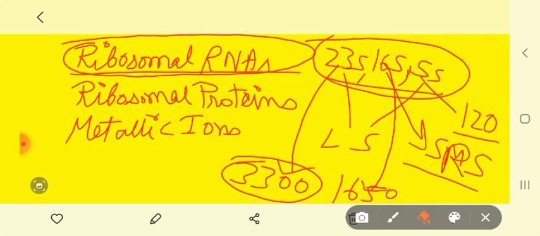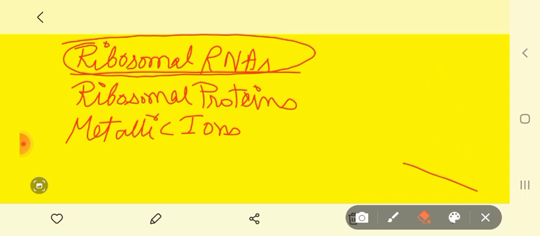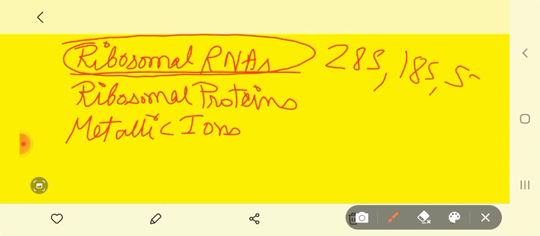What about the eukaryotic ribosomal RNA? How many types of eukaryotic ribosomal RNA are there? It has 28S rRNA, 18S rRNA, 5S rRNA, and 5.8S rRNA. So four different types of rRNA are found within the eukaryotic ribosomes.